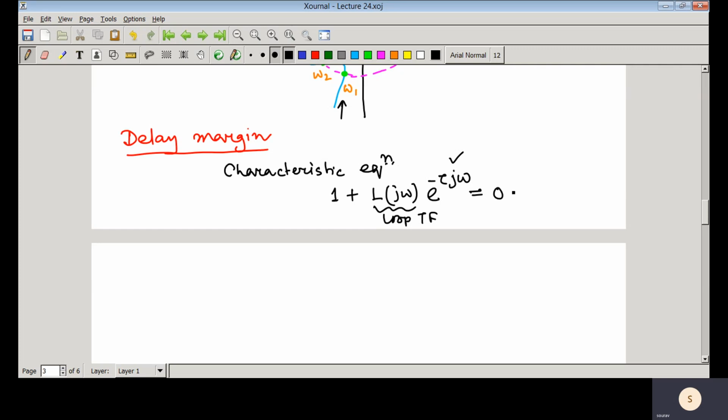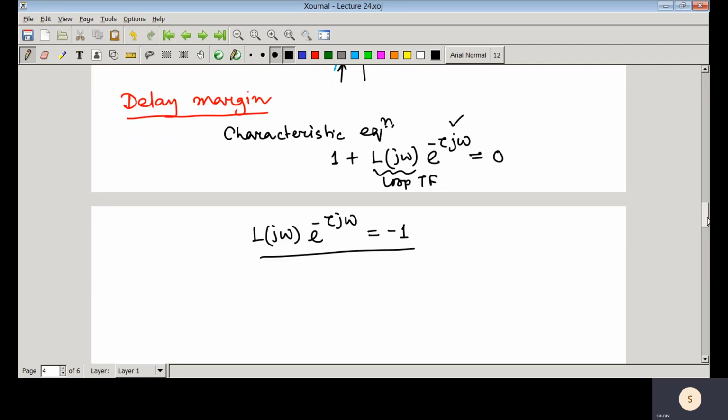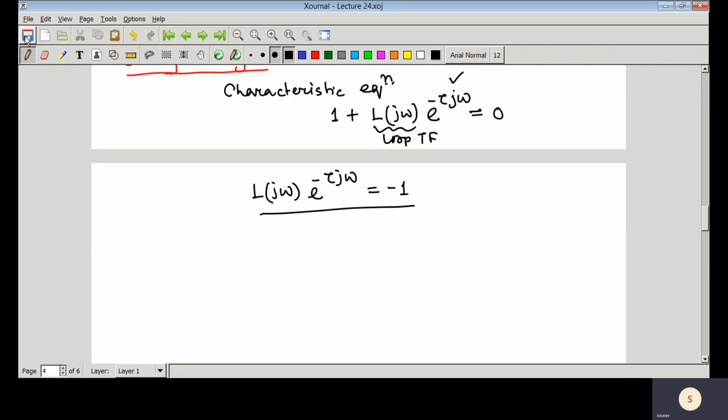So now we can see from here that with the delay term e to the power minus tau j omega, this one is equal to minus 1. This is that equation, and we get it from the characteristic equation, and it is a complex equation. So immediately we can write the gain and phase equations corresponding to this equation.